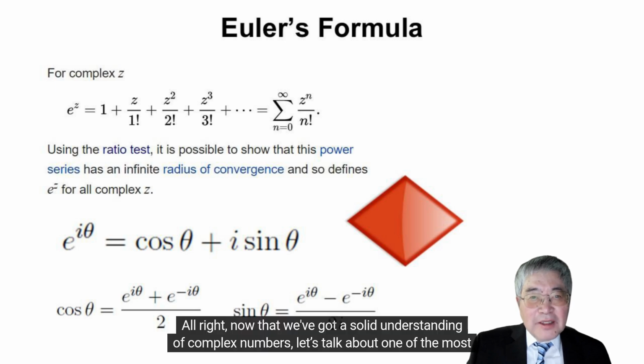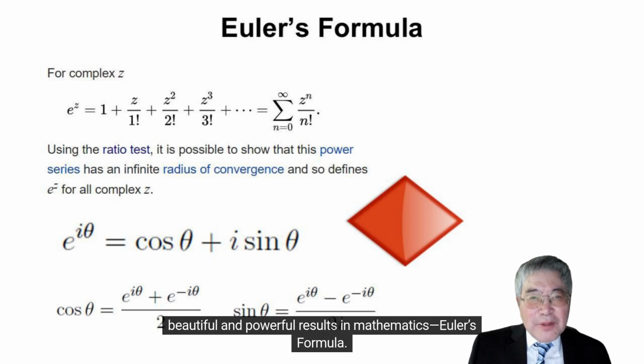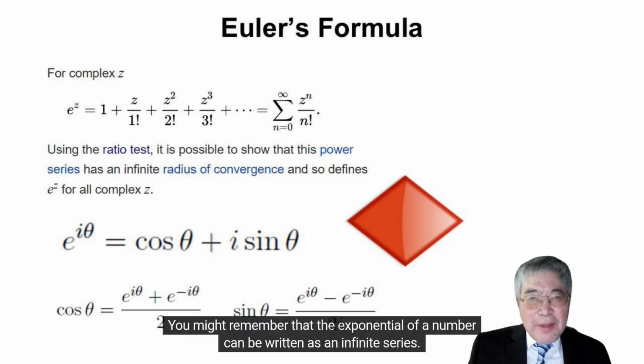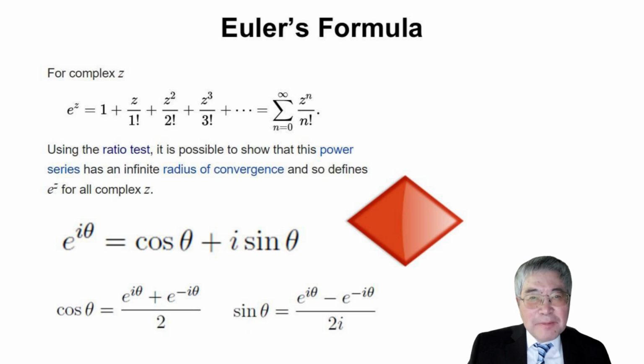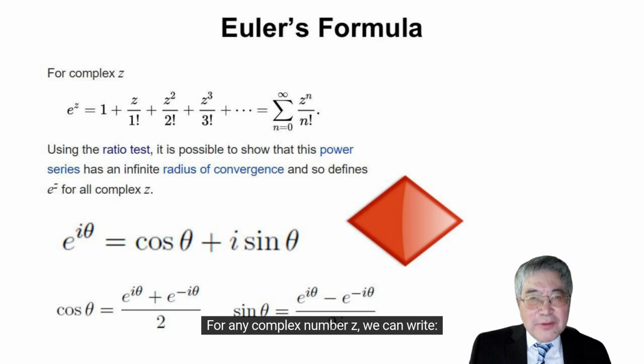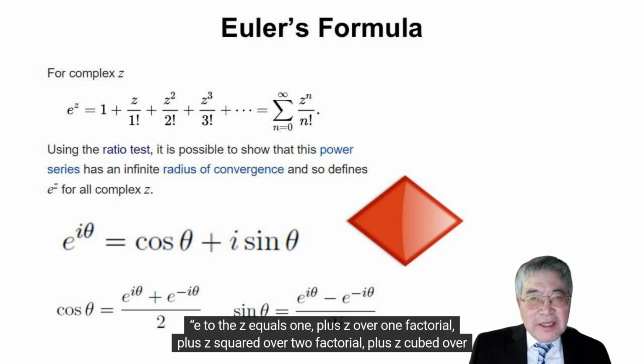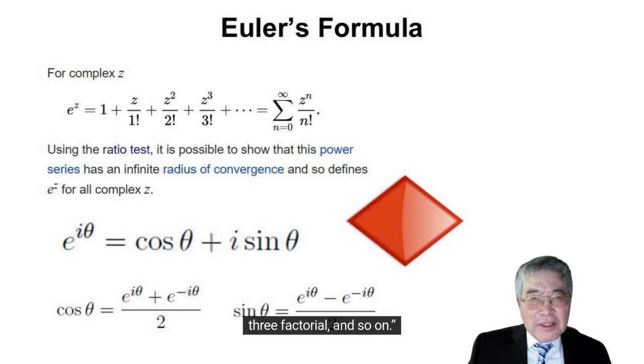Alright, now that we've got a solid understanding of complex numbers, let's talk about one of the most beautiful and powerful results in mathematics, Euler's formula. Let's start with the exponential function. You might remember that the exponential of a number can be written as an infinite series. For any complex number z, we can write e to the z equals 1 plus z over 1 factorial plus z squared over 2 factorial plus z cubed over 3 factorial, and so on.